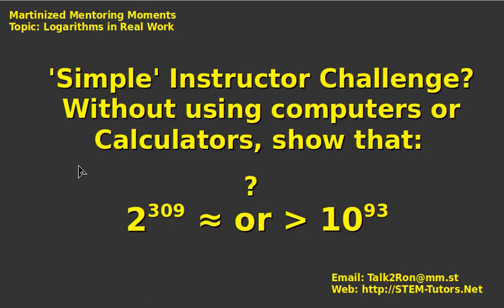A student came to me with a simple challenge. He had a summer class and was writing a report, and they had a couple of numbers they wanted to compare, which are quite large. Without using computers or calculators, show that 2 to the 309 power is approximately equal to or greater than 10 to the 93. Well, that was interesting.